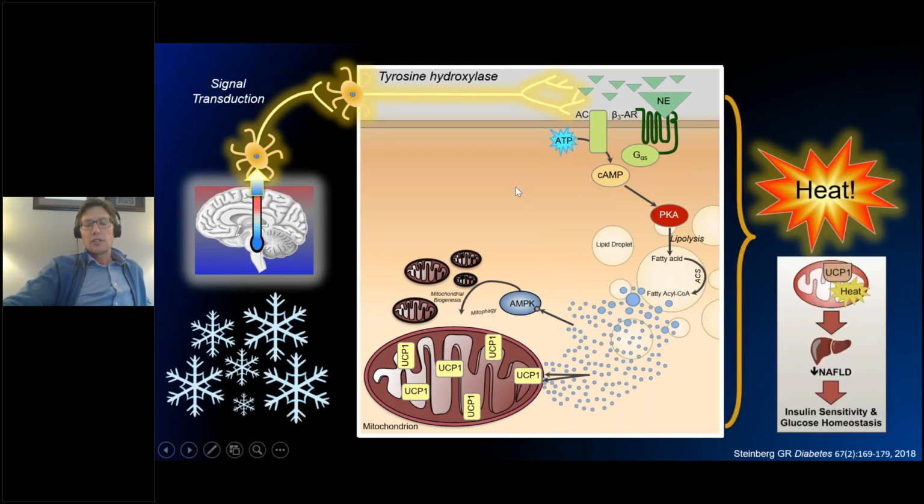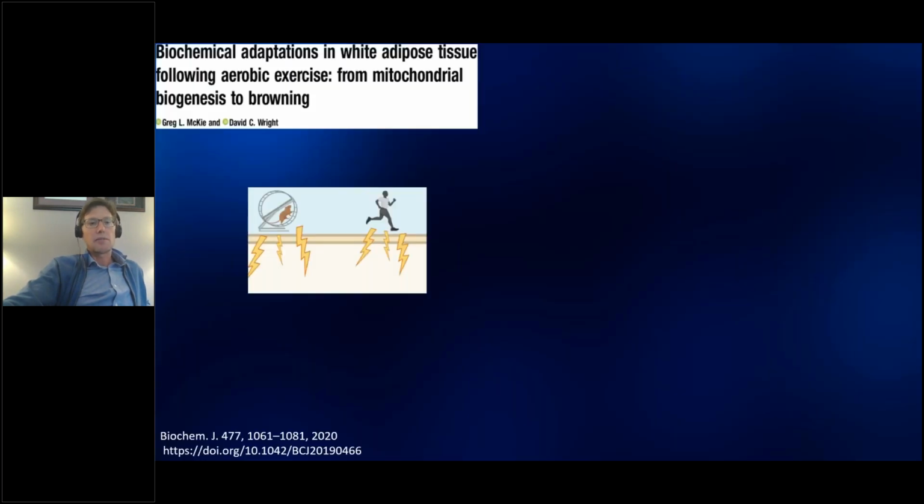So ultimately, this generates heat and may protect from the development of fatty liver disease and insulin resistance. In their article, Dr. Wright and Greg McKee discuss some of the mechanisms and biochemical adaptations which occur in white adipose tissue following aerobic exercise.